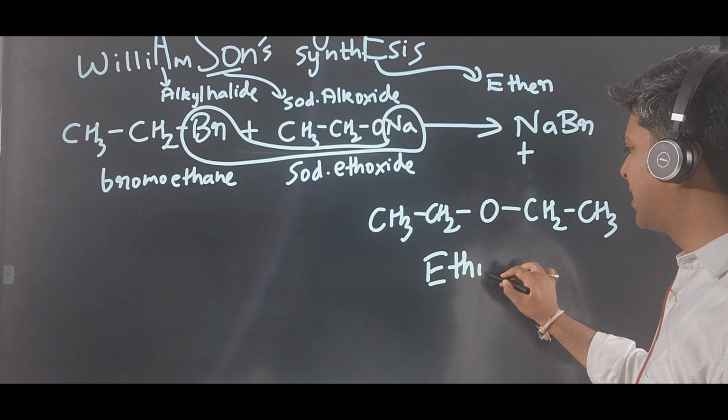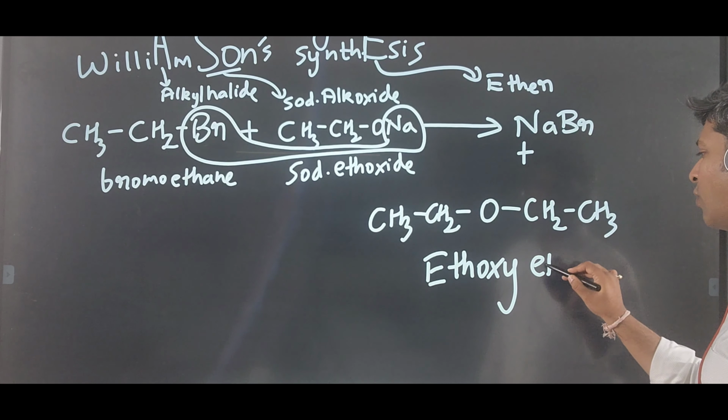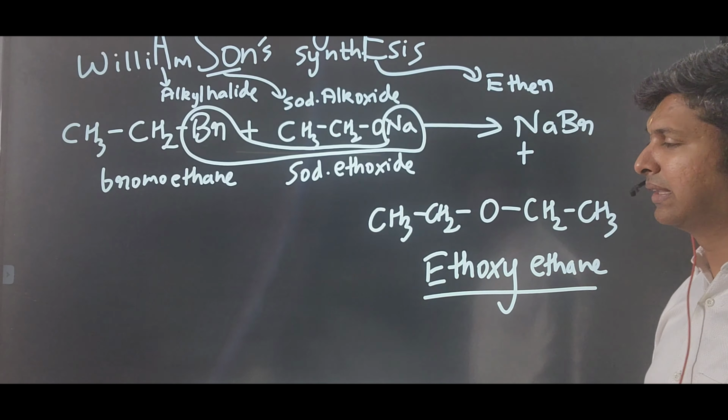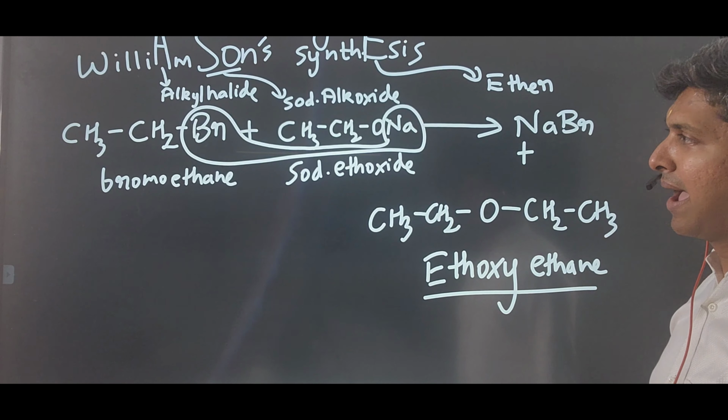Then here we are getting what? Ethoxy. This is an ether. Ethoxy ethane. ROR is ether. Ethoxy ethane is the ether which we have prepared.